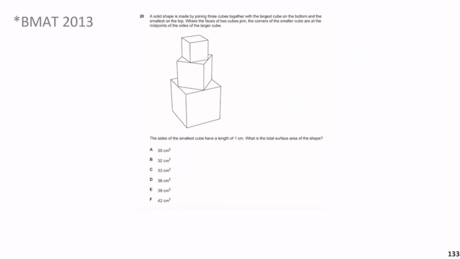So it says a solid shape is made by joining three cubes together with the largest cube on the bottom and the smallest on the top, where the faces of the two cubes join, the corners of the smaller cubes are at midpoints of the sides of the larger cubes. The size of the smallest cube has a length of 1. What is the total surface area of the shape?